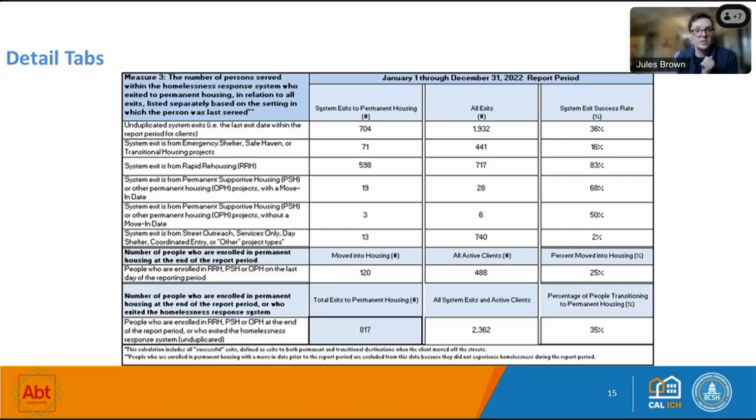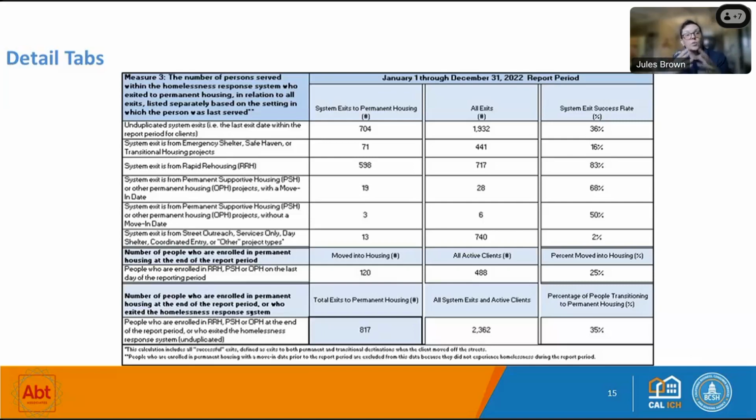You can see all exits are in the middle row. That's everybody who did exit. And then whether that was successful is shown in that first row. And so you can then look at that broken out by what type of project they exited from. And this can tell you something about the relative success rates of the different kinds of projects that are serving your system. You would expect to see a much lower success rate for folks coming off the street, for folks coming out of emergency housing, than for folks coming out of permanent supportive housing or the like. Ideally, that would be something that would make logical sense and would be consistent with a system that seems to be functioning well.